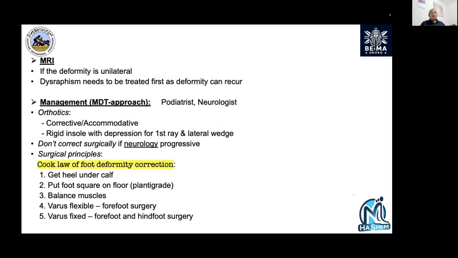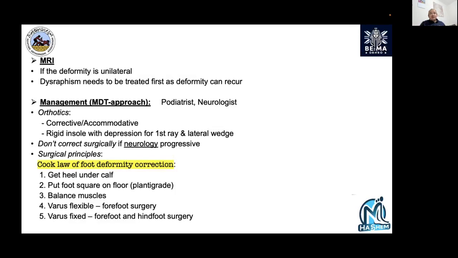a lateral calcaneal osteotomy displacement. To have the foot square on the ground, you have either to dorsiflex the first ray, osteotomy, or release the plantar fascia. Then you have to have a balanced muscle to overcome the cause, or the anatomy behind the pes cavus. This balance means you need to move one of the inverters to become an everter, so you can transfer the tibialis posterior to the dorsum of the foot, and you can transfer the peroneus longus to the peroneus brevis to give it some eversion power.